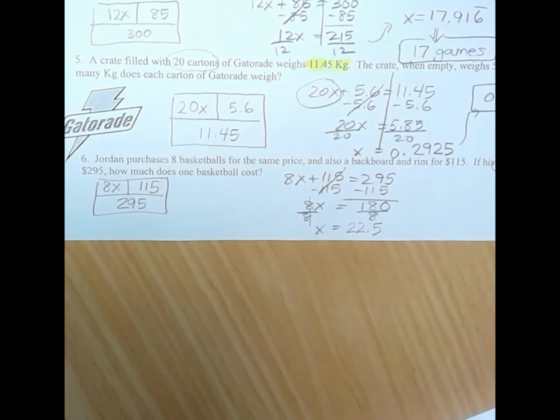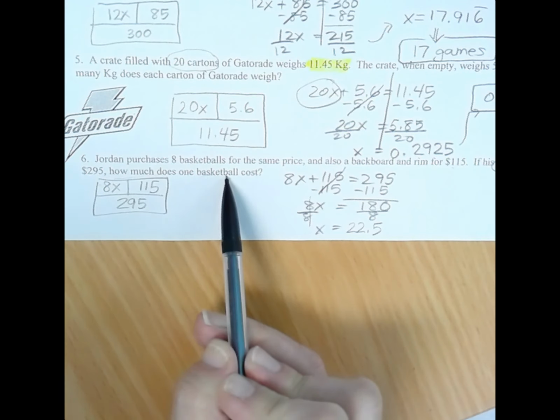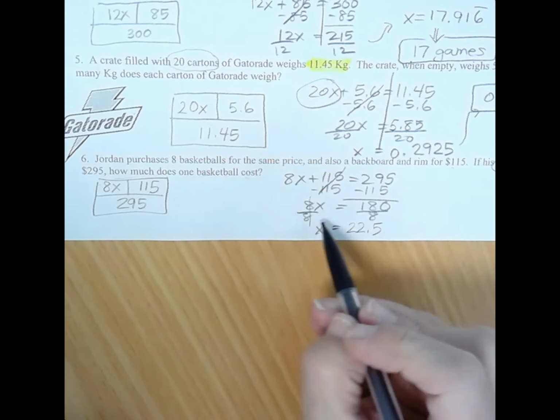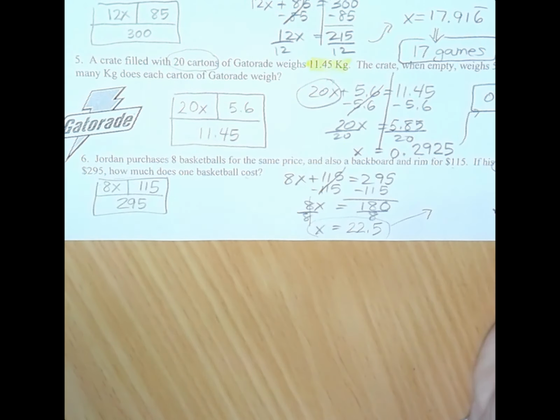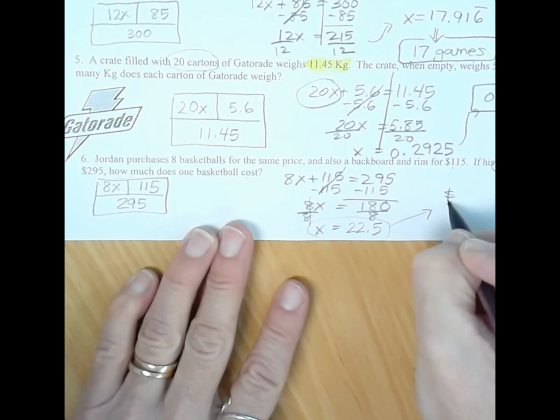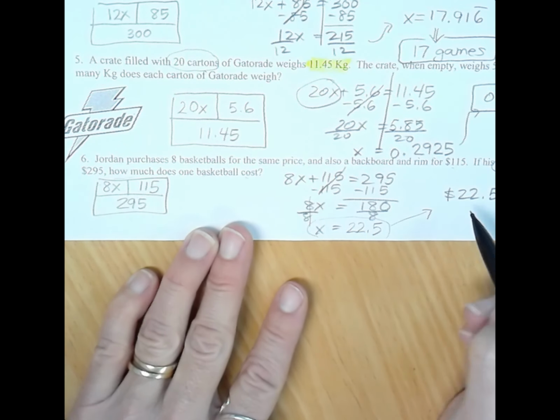Okay, we get another decimal for this one. Let's interpret it. The question is, how much does one basketball cost? And this is what we got as our answer. We're not going to say 22.5 for an answer to that because it's a dollar amount. So what we want to do, remember, we can add a 0 to that, and then it makes sense in terms of money, $22.50 per basketball.